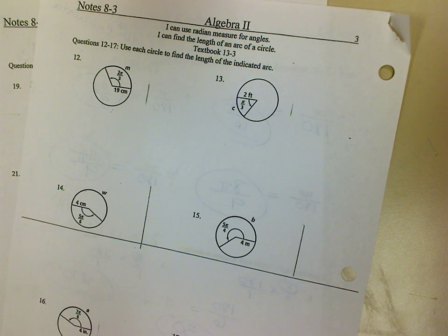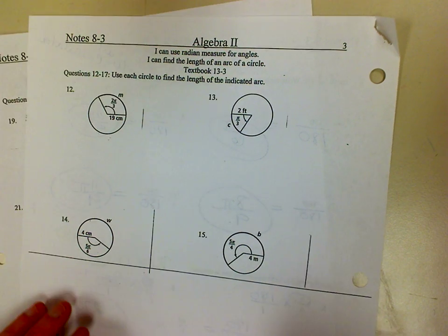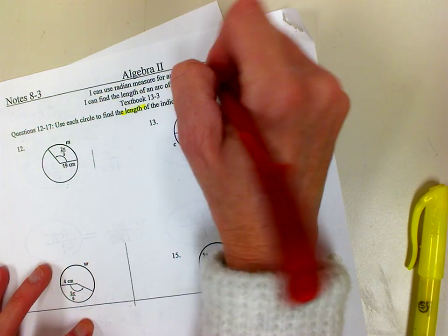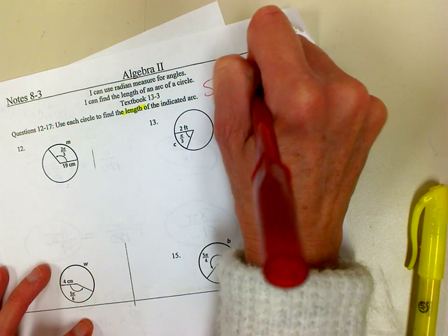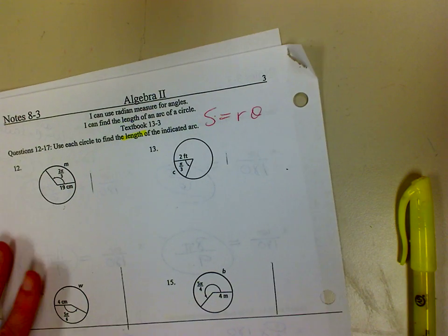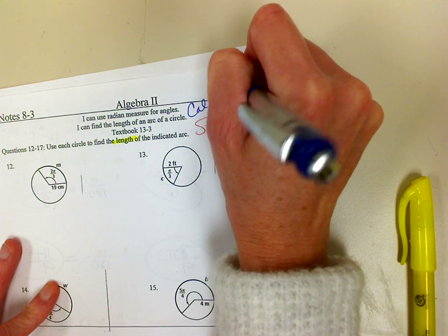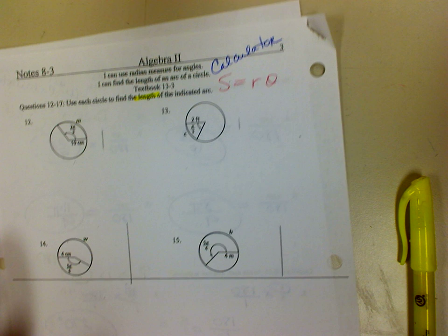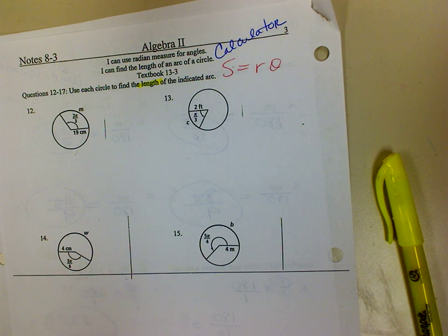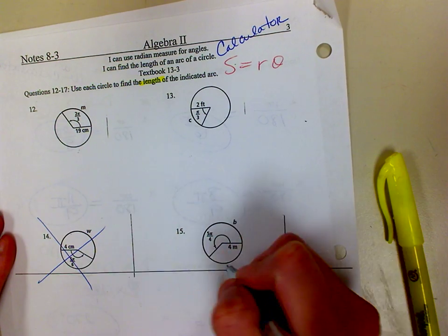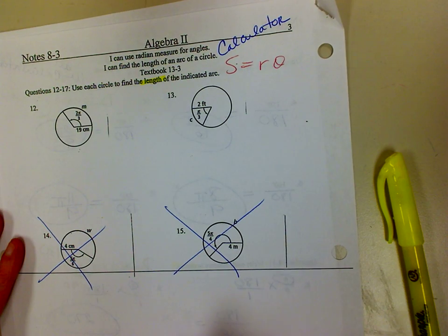Okay, so on this page, it says to find the length of the indicated arc. So that means I need to use this formula right here. Now this time, this is calculator, so you need your calculator. And let's see, I'm going to cross off a few of these. I'll cross off 14 and 15 and 17, I guess.